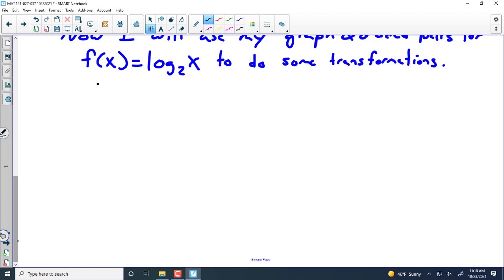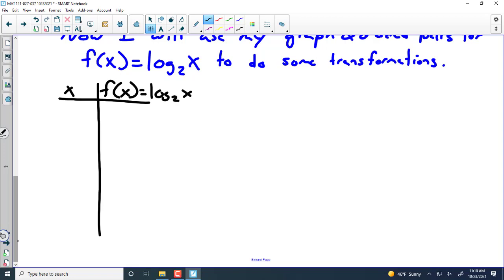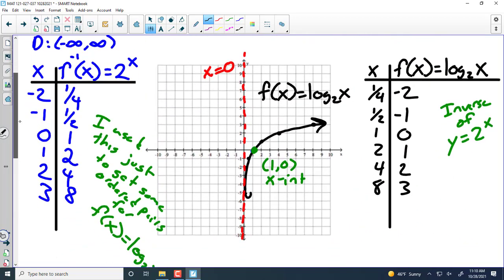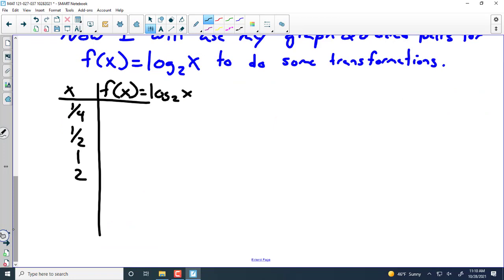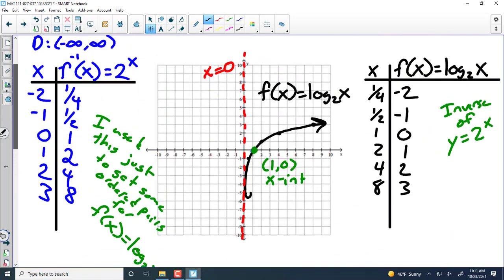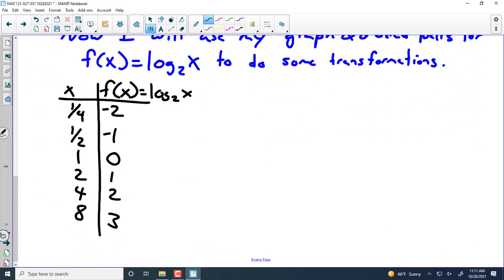So, let's see here. We had 1/4, 1/2. Is that where I started up there? Yes. 1, 2, 4, 8. -2, -1, 0, 1, 2, 3. Okay. I just copied that chart from up above. That's all that is. It's a copied chart from up there. Same one. No difference.